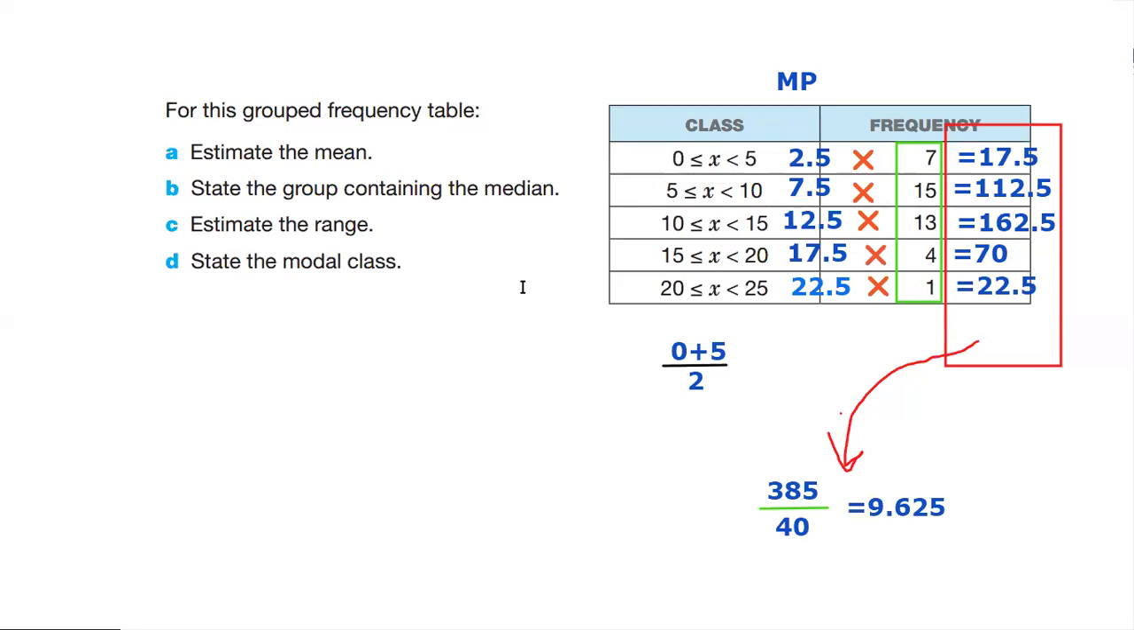Now the next question here is B, which is asking us to state the group containing the median. Now let's remove all of this. We already got the answer, which is 6.625. Let's take it over here. I'll copy it.